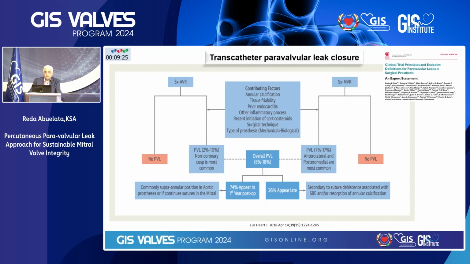What is next? Now, we need to decide whether to send this lady to surgery or to the interventional lab. Looking at all comers with mitral valve replacement, 74% of the patients who present with paravalvular leak present in the first year, and 26% can present later throughout their life. The worst scenario is patients with annular calcification, post-infective endocarditis, or a persistent inflammatory process, because it's usually an ongoing disease.